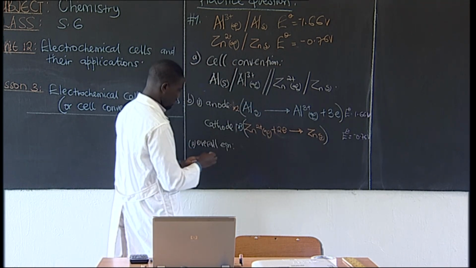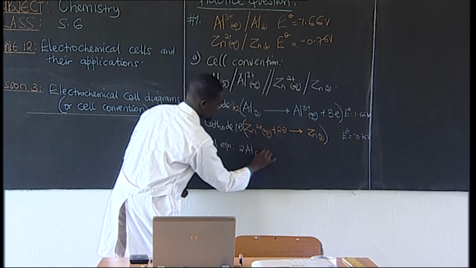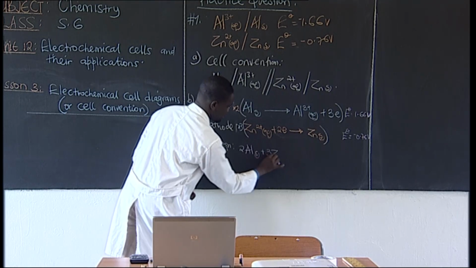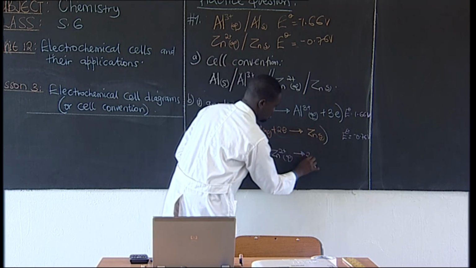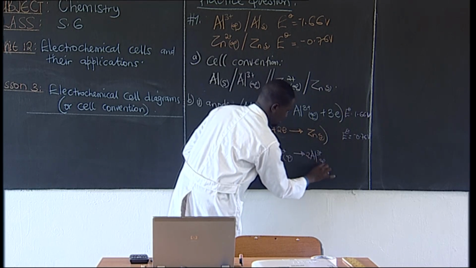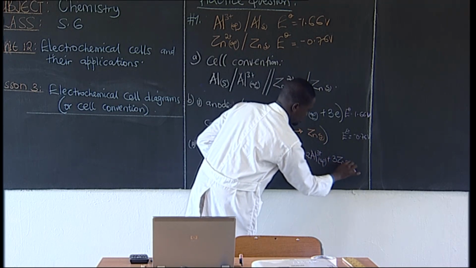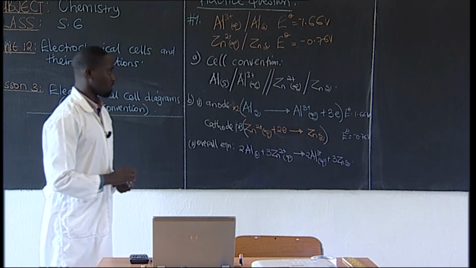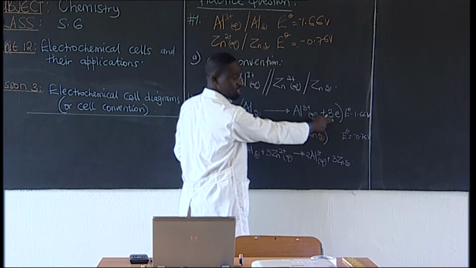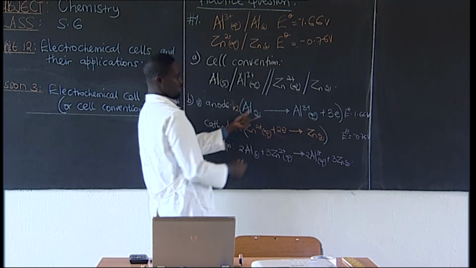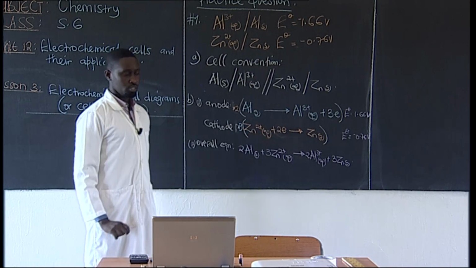So the overall will be 2 aluminum as a salt plus 3 zinc cations, giving us 2 aluminum cations plus 3 zinc salt. So that's the overall equation. The electrons will cancel. This will make it up to 6. This will make it up to 6. Electrons lost here are the same electrons gained there.